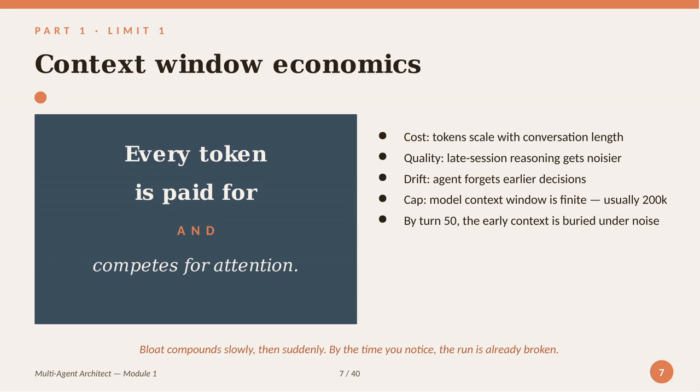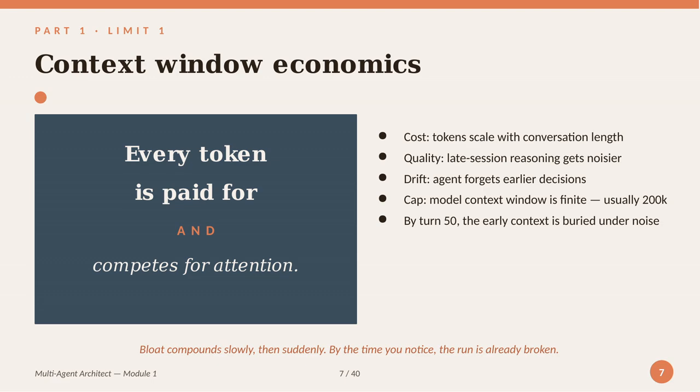That's the obvious cost. The non-obvious cost is the second half. Every token also competes for attention. The model's context window has a finite capacity for what it can hold and reason over. Each token added pushes earlier tokens further from the model's working focus. By turn 50, the early context that was important is buried under hundreds of intermediate exchanges.